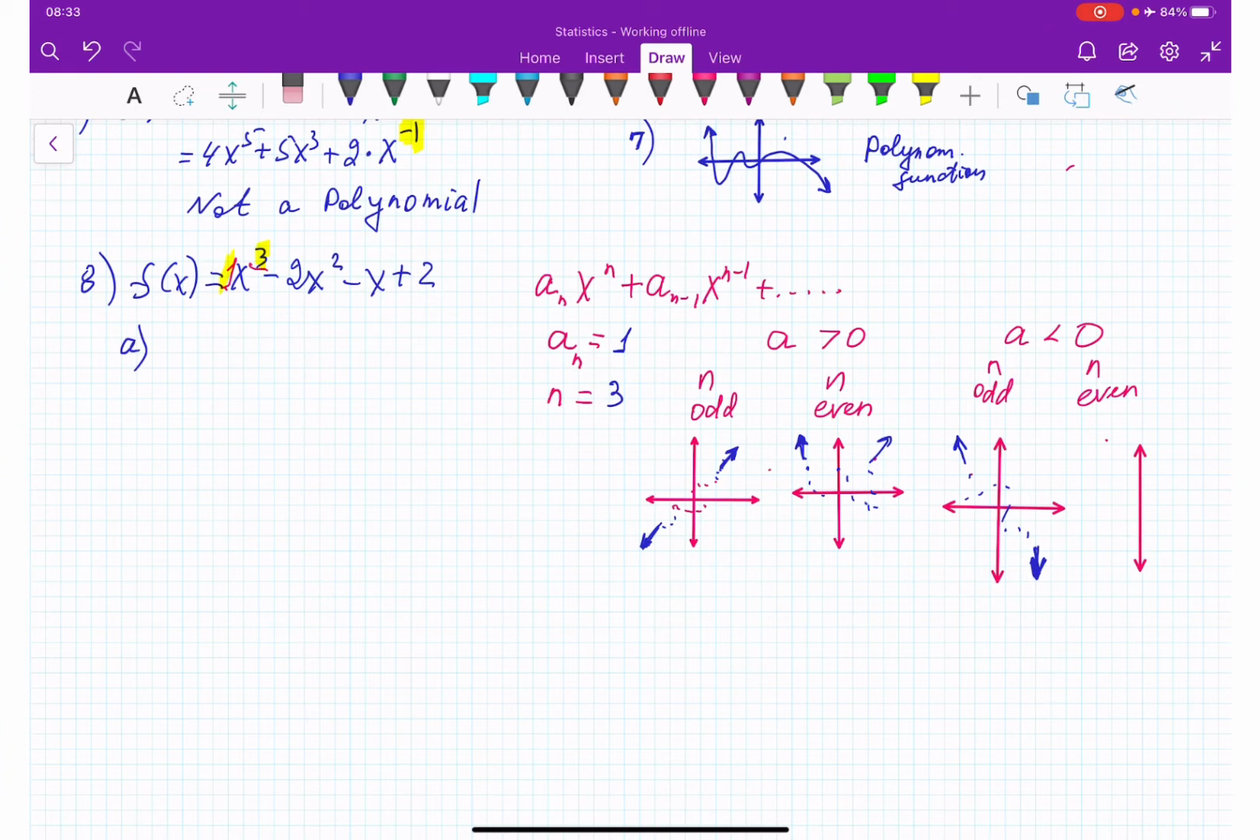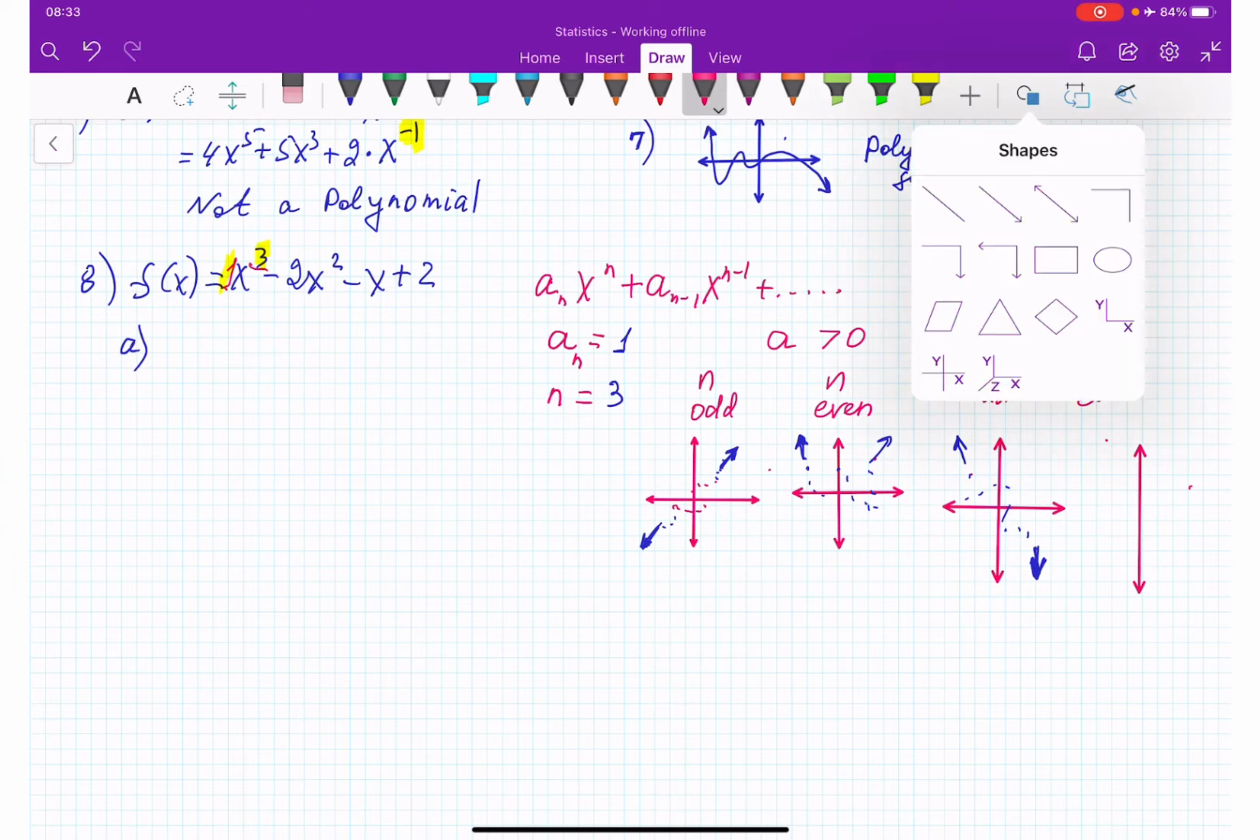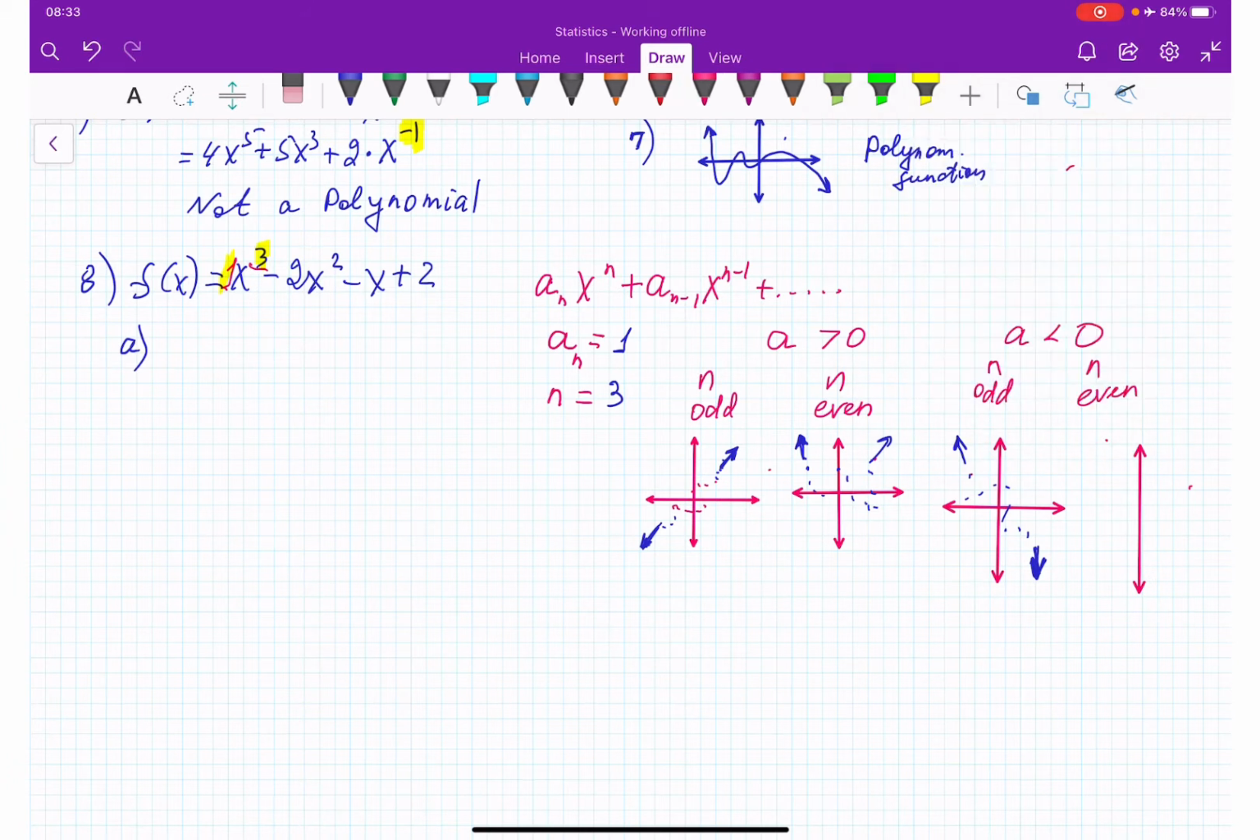And the other one, when n is even, take a guess. That's right, it's going to go down at both ends. It's going to go down. So let me make it easy for you to remember and understand.